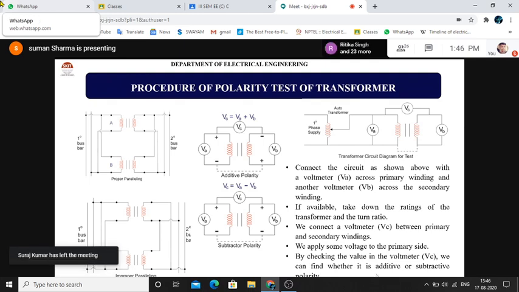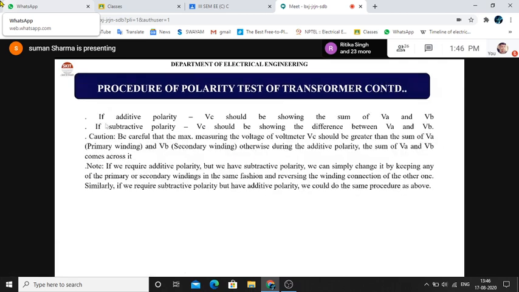Procedure for polarity test continued. If additive polarity, then VC should be showing the sum of the two voltages. In subtractive polarity, it should be showing the difference of the two voltages. Be careful that the maximum measuring voltage of the voltmeter should be greater than the sum of VA and VB. Otherwise, during additive polarity, the sum will come across it. So the rating of the voltmeter should be higher than the sum of the two voltages.